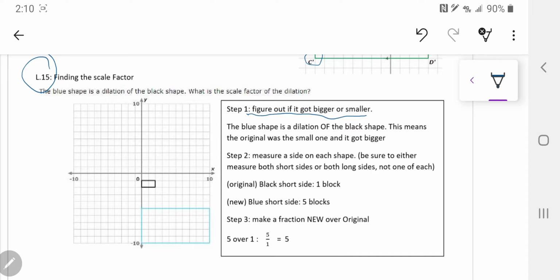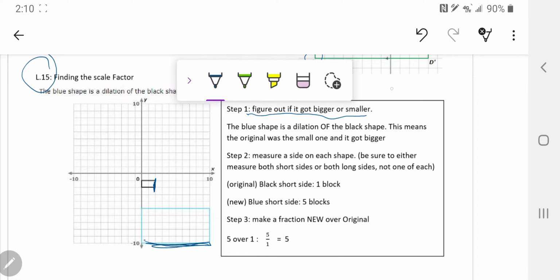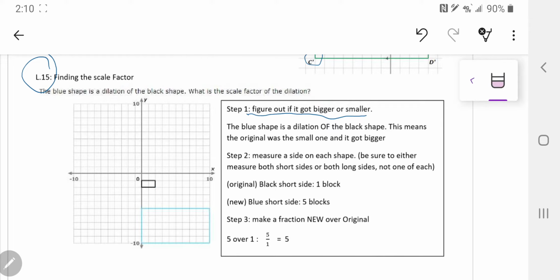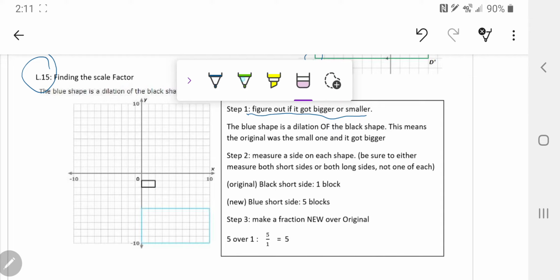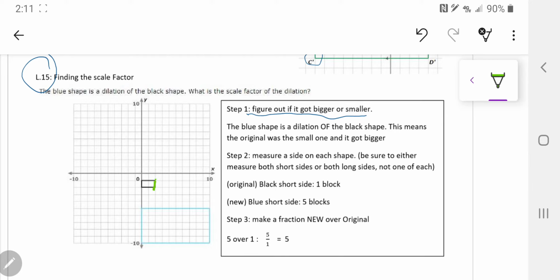Step 2, measure a side on each shape. Be sure to measure either both short sides or both long sides, not one of each. So you don't want to measure this short side and then this long side, okay? You want to make sure you're measuring the same thing. So I measured the short side. You can do whatever side you want. But so I said that my original black short side was 1 block. There's only one right there. My new shape, the blue one, if you count it, is 5 blocks.